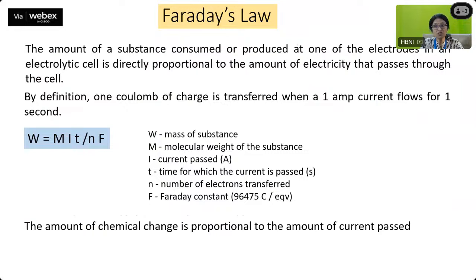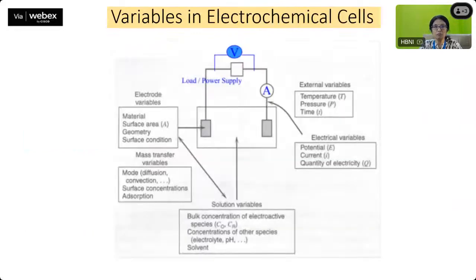t is the time for which the current is passed, n is the number of electrons transferred, and F is the Faraday constant, which is nothing but 96475 coulombs per equivalent. So the amount of chemical change is proportional to the amount of current which is being passed.